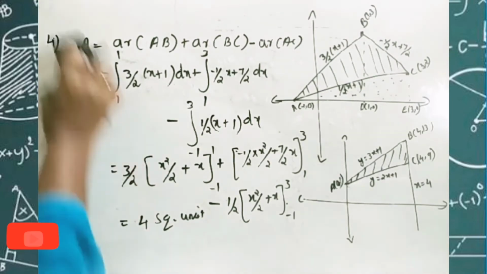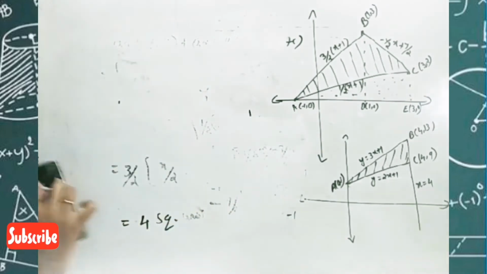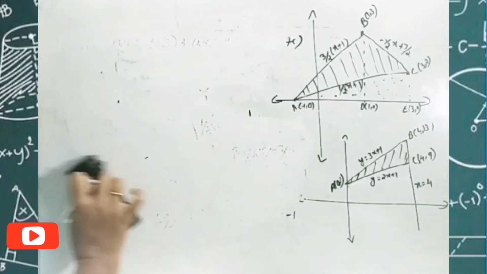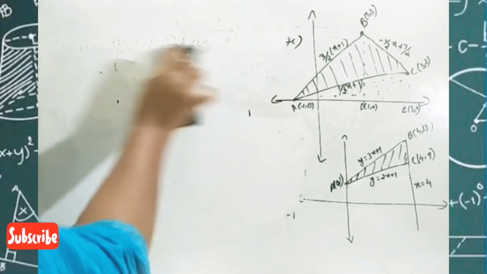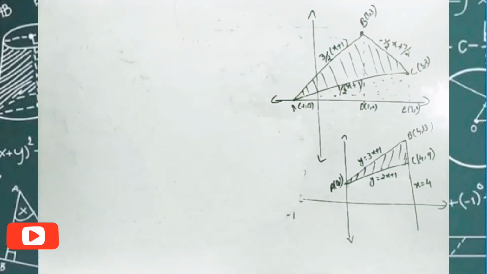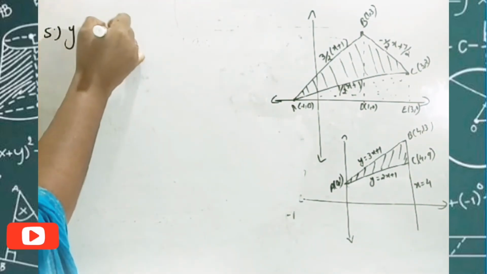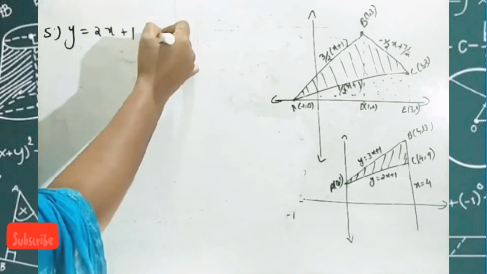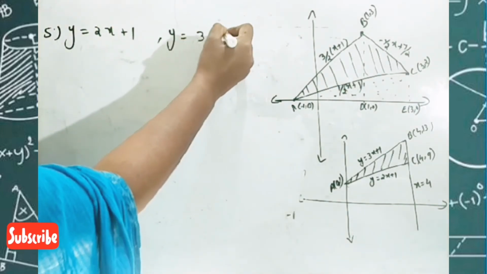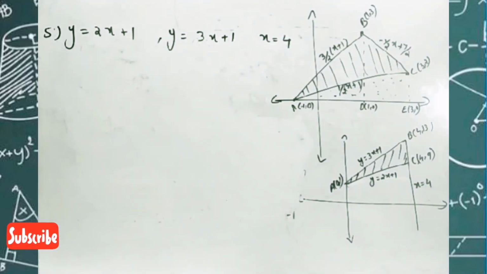Now the fifth question: using integration, find the area of the triangular region whose sides have the equations y is equal to 2x plus 1, y is equal to 3x plus 1 and x is equal to 4.